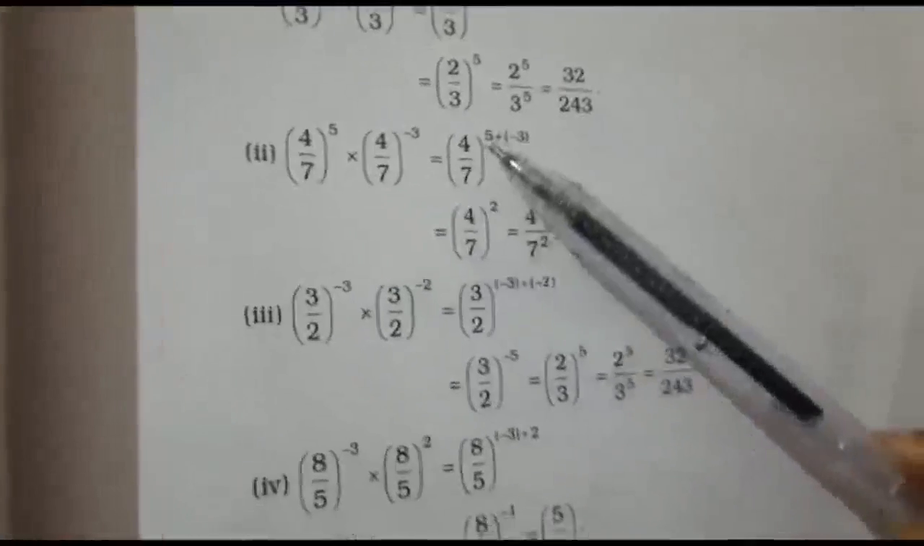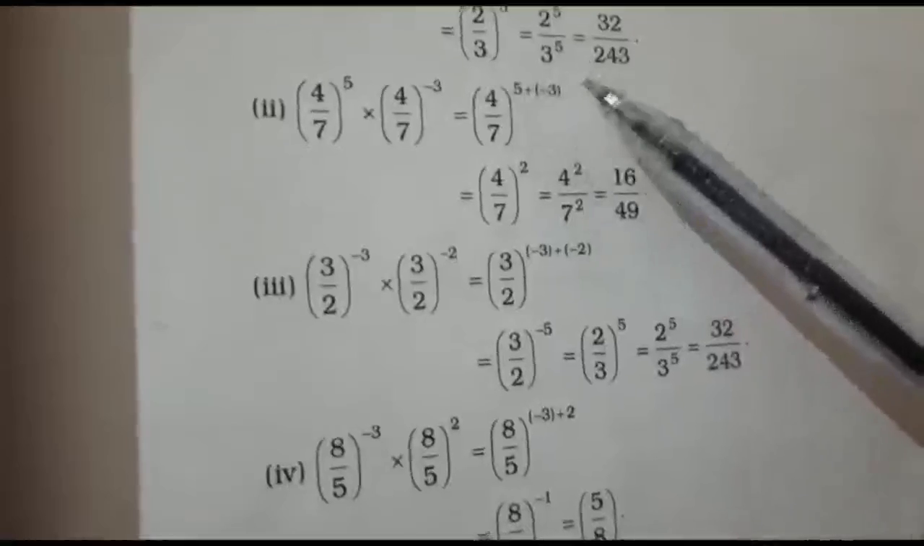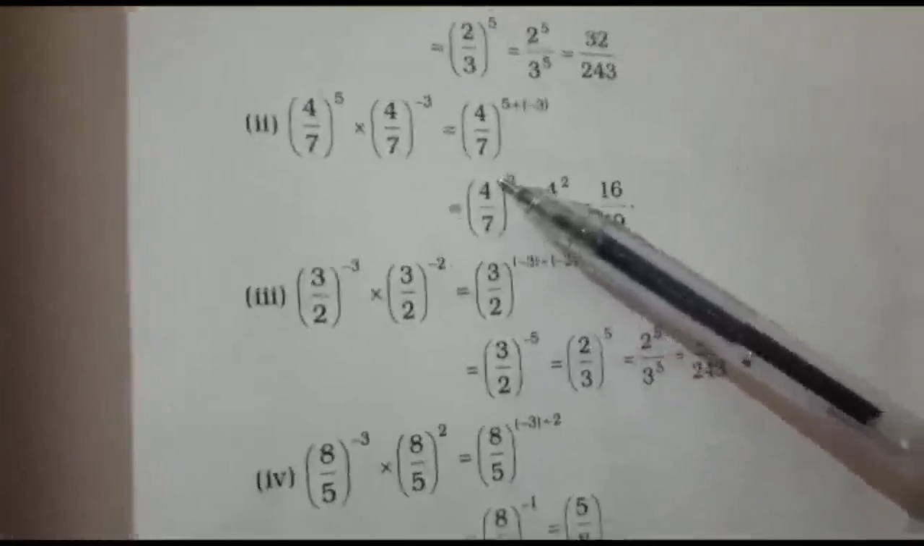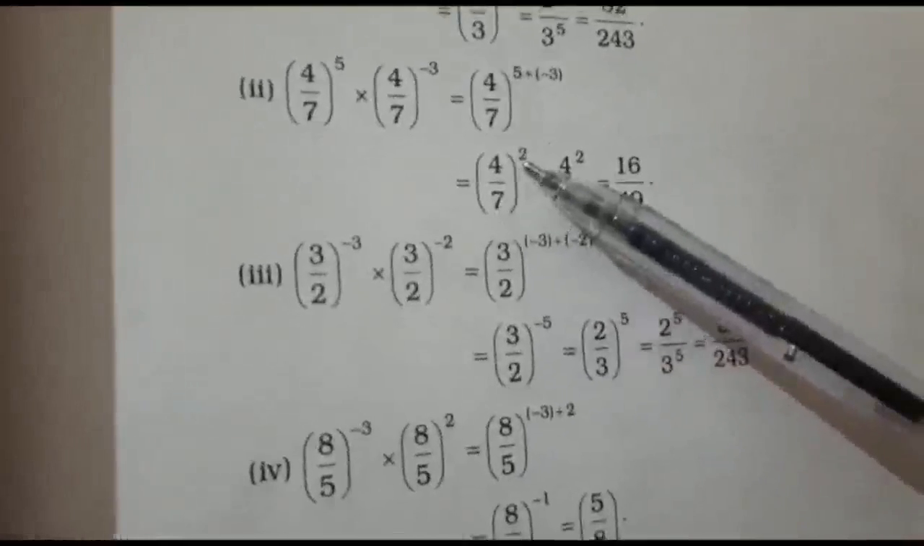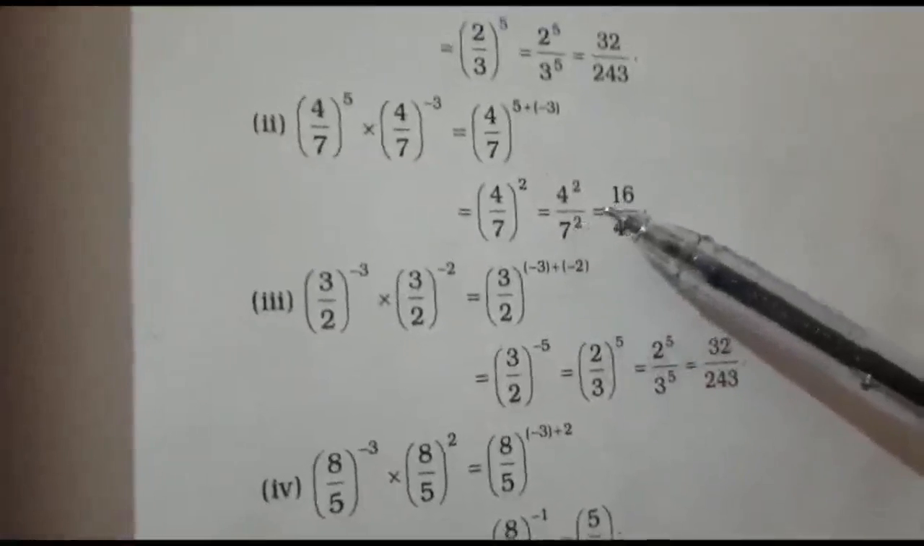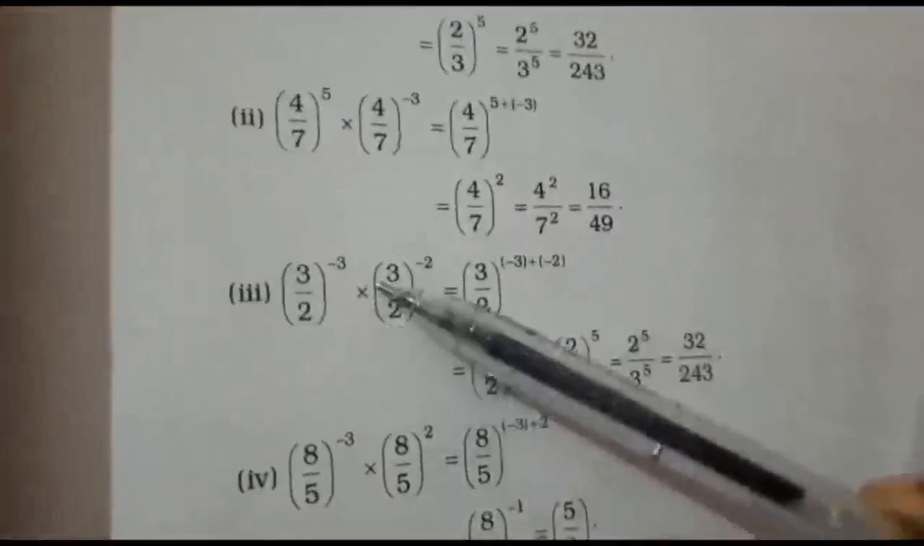That is equal to (4/7)^(5 + (−3)), because both are unlike signs, so we subtract. So (4/7)^2. So 4^2 and 7^2 is equal to 16/49. Similar is the third one.